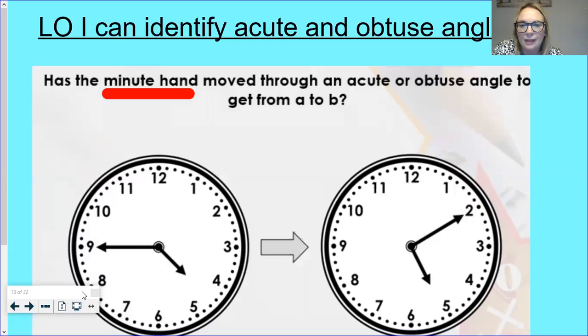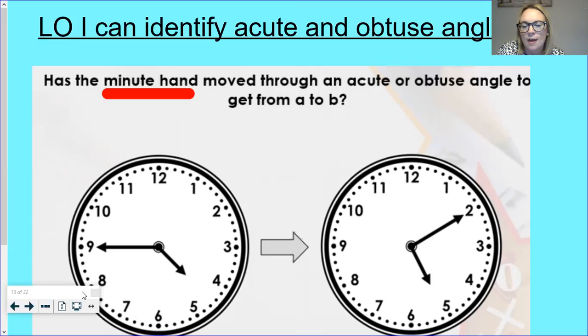Now, here we've got 2 clocks. We want to know, has the minute hand, which is the longer hand, moved through an acute or an obtuse angle to get from A to B? The first clock is clock A, and you can see that the minute hand is the hand that's pointing towards the 9. Now on clock B, the minute hand is pointing towards the 2.